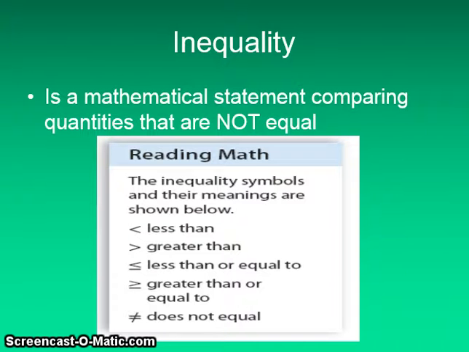The inequality symbols and their meanings are shown in this little chart right here. So this one where the open end is to the right is the less than symbol. Open end to the left is greater than. It implies that the first number is bigger than the second. The one with the open end to the left and then the line underneath it is less than or equal to. The opening to the left with the line underneath it is greater than or equal to. And then there's the equal sign with a line through it, which we've been using for undefined values, and that's does not equal.